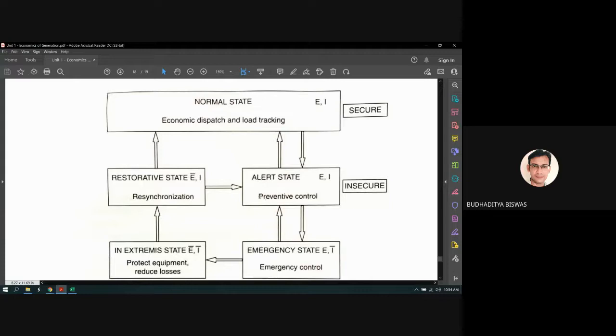So that's why these are actually the states. If it is possible, then we can go back to the normal state. It's not a loop. From every state, from the emergency state we can again go to the alert state, and again to the normal state. But if it is in the extreme state, then we cannot go to the normal state directly.